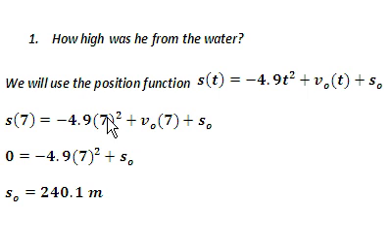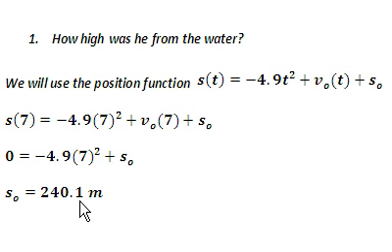So if I come down here plugging 7 in, what we're going to do is solve for s of naught. It says how high was he from the water? Well, if his height here was 0, that's what s of t represents, the height. If height is 0 and we plug 7 in, all we have to do is solve for s of naught. And so I go ahead and do that, taking this stuff over to the left-hand side, and we end up with, he was 240.1 meters above the water.